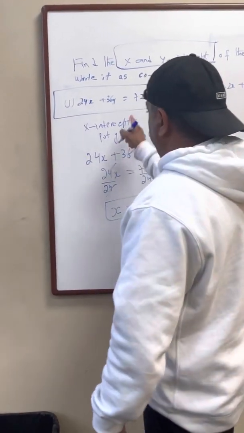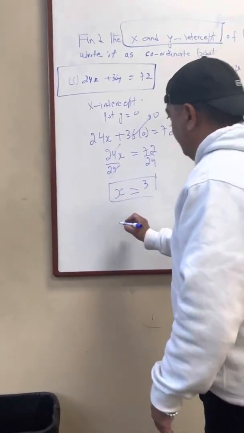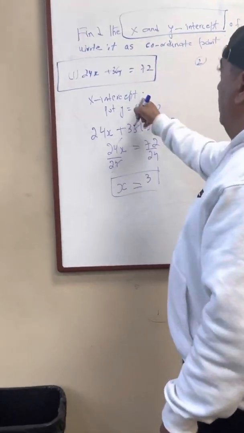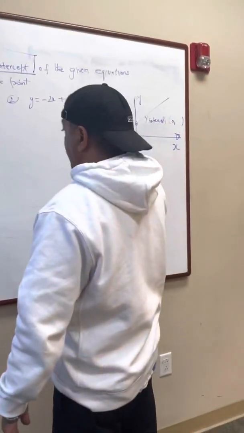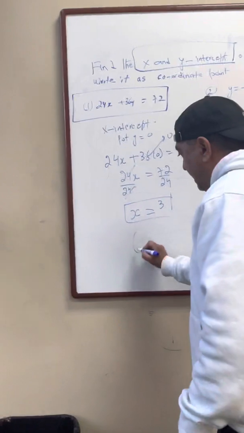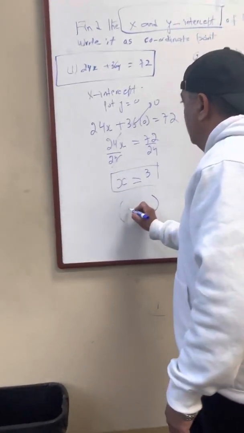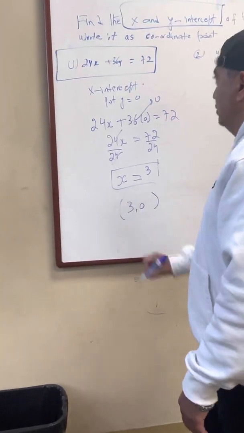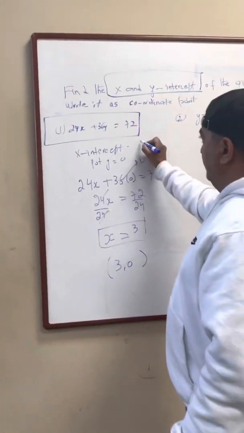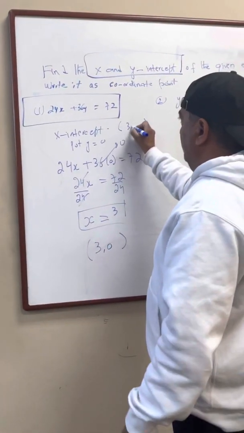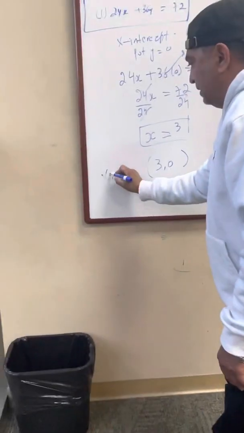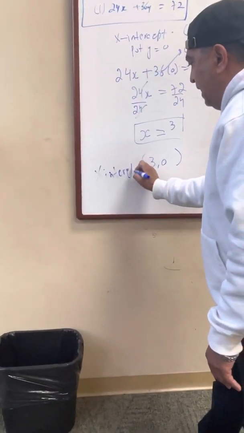So my x-intercept will be, as we said, in the x-intercept we will not have a value of y, so we will write it as a coordinate. The x-coordinate will be 3 and the y-coordinate will be 0. So my x-intercept is 3 and 0. That's my answer.